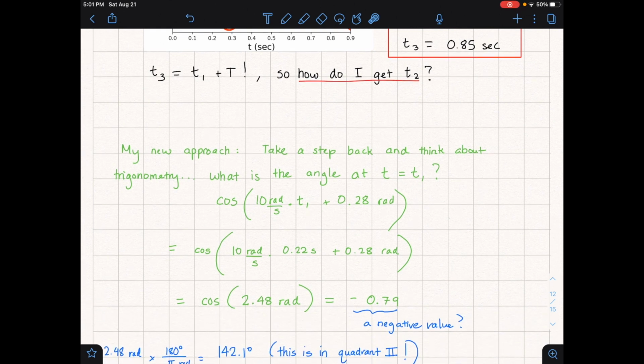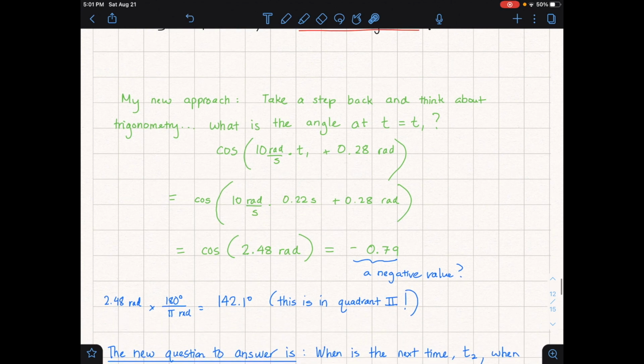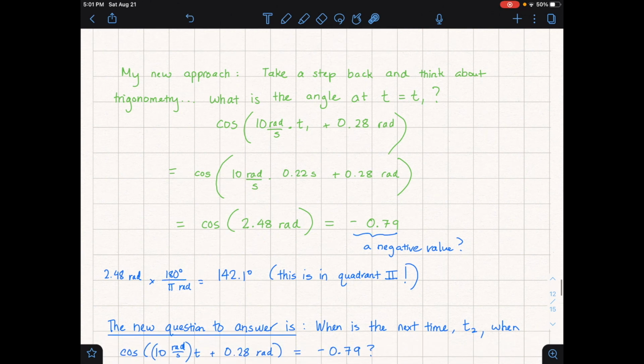Well, if you go through the process of plugging in what t1 is, it's 0.22 seconds, you figure out that this is 2.48 radians. The cosine of that is negative 0.79. And if you convert this to degrees, you find that it is 142.1 degrees. So this is the angle. This is in quadrant 2 on the unit circle, if we remember our unit circle, which I will have drawn a few down below, so we'll get to that.